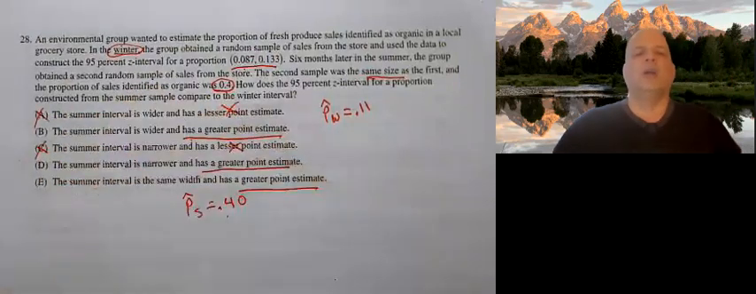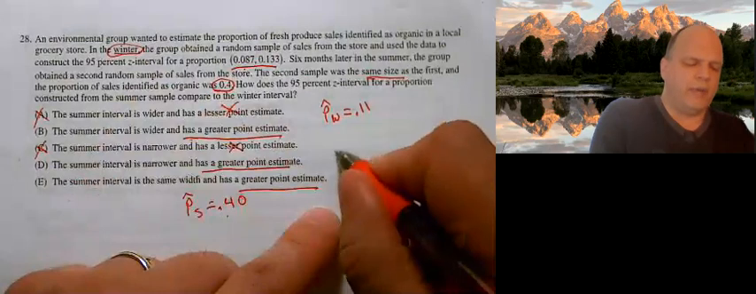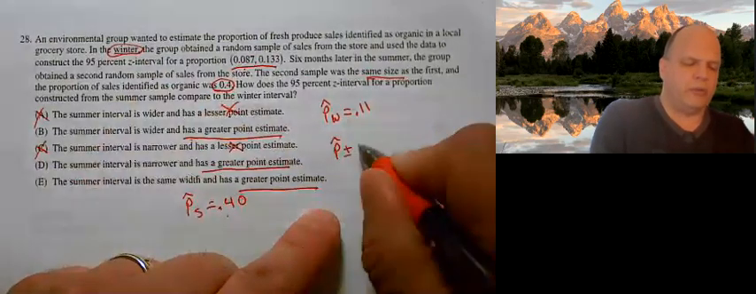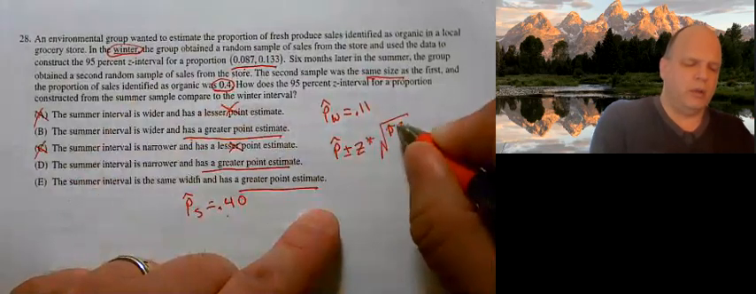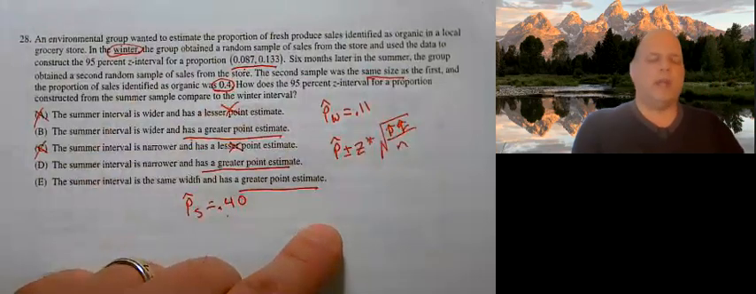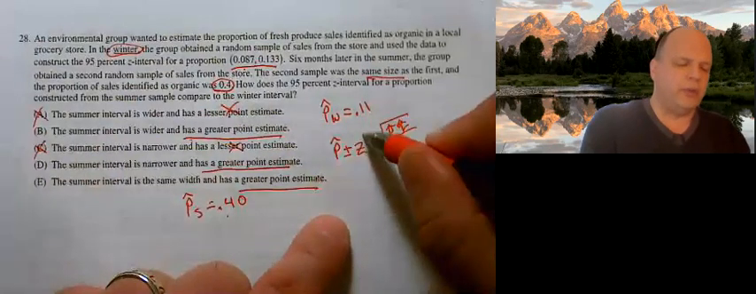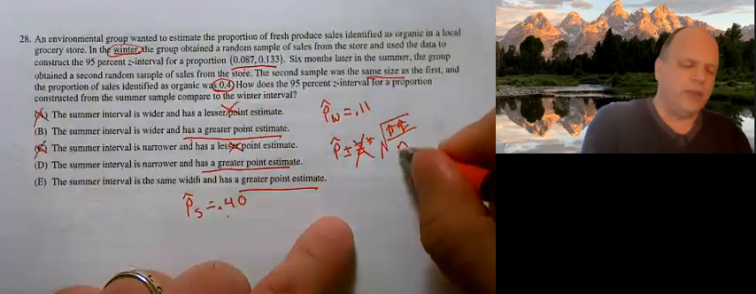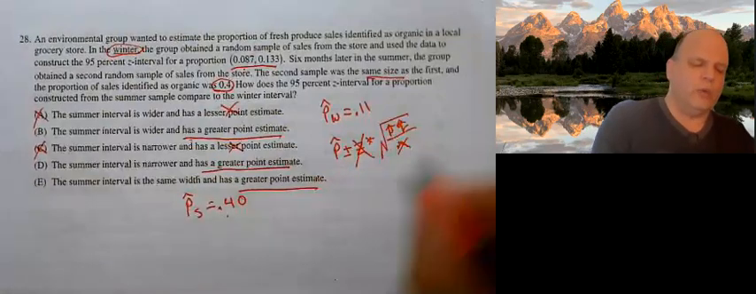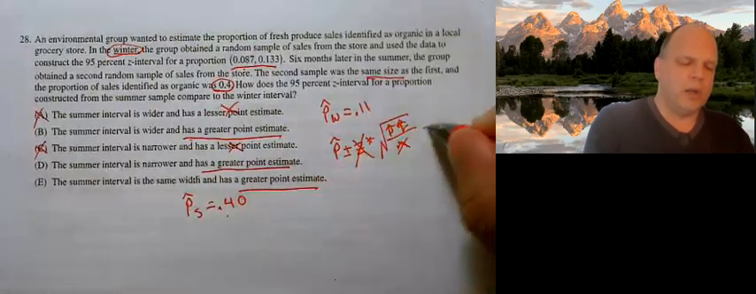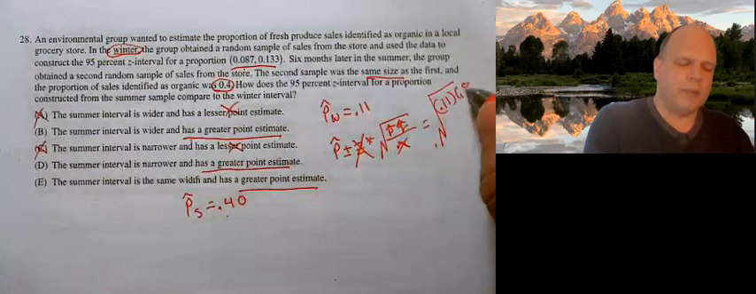Now the question is, are they the same width? So let's look at our formula. We have p hat plus or minus z star times the square root of p hat, q hat over n. Well, we're looking at our margin of error. They already told us we're working with 95%, so this is going to be 1.96 regardless. And this is going to be the same sample size. So we need to only worry about what's in the numerator. So let's do the winter one. What's in the winter numerator? 0.11 times 0.89.